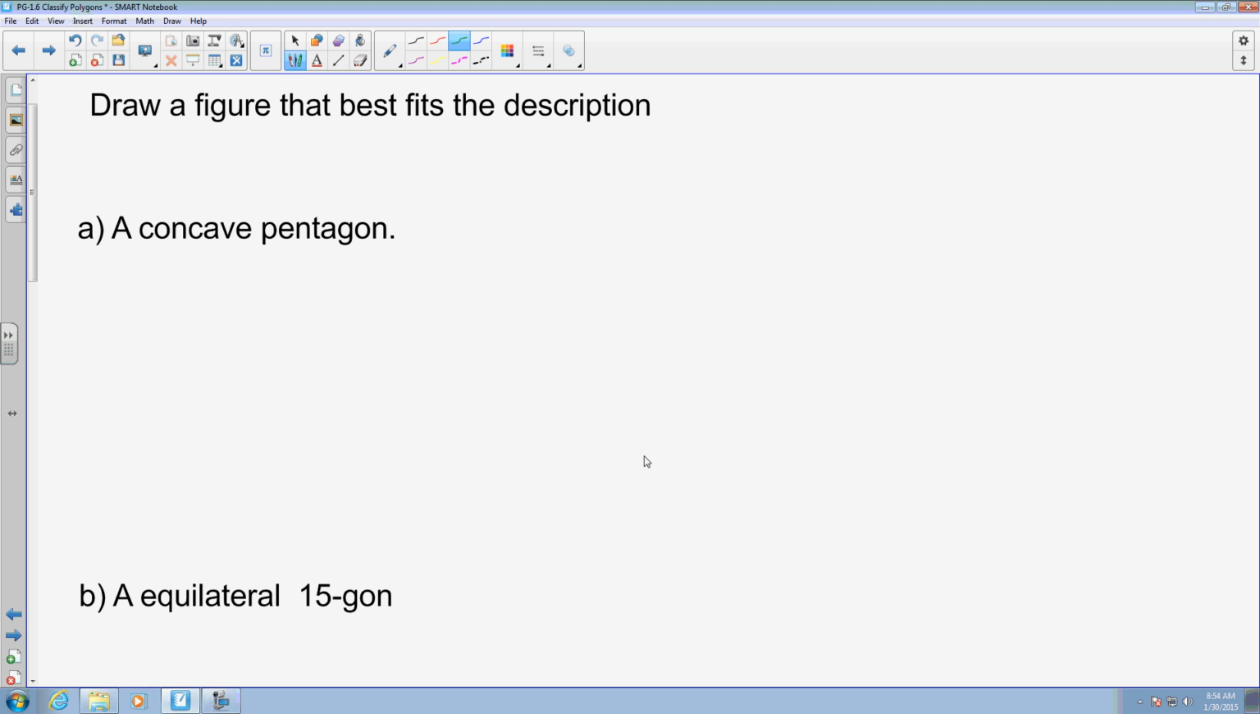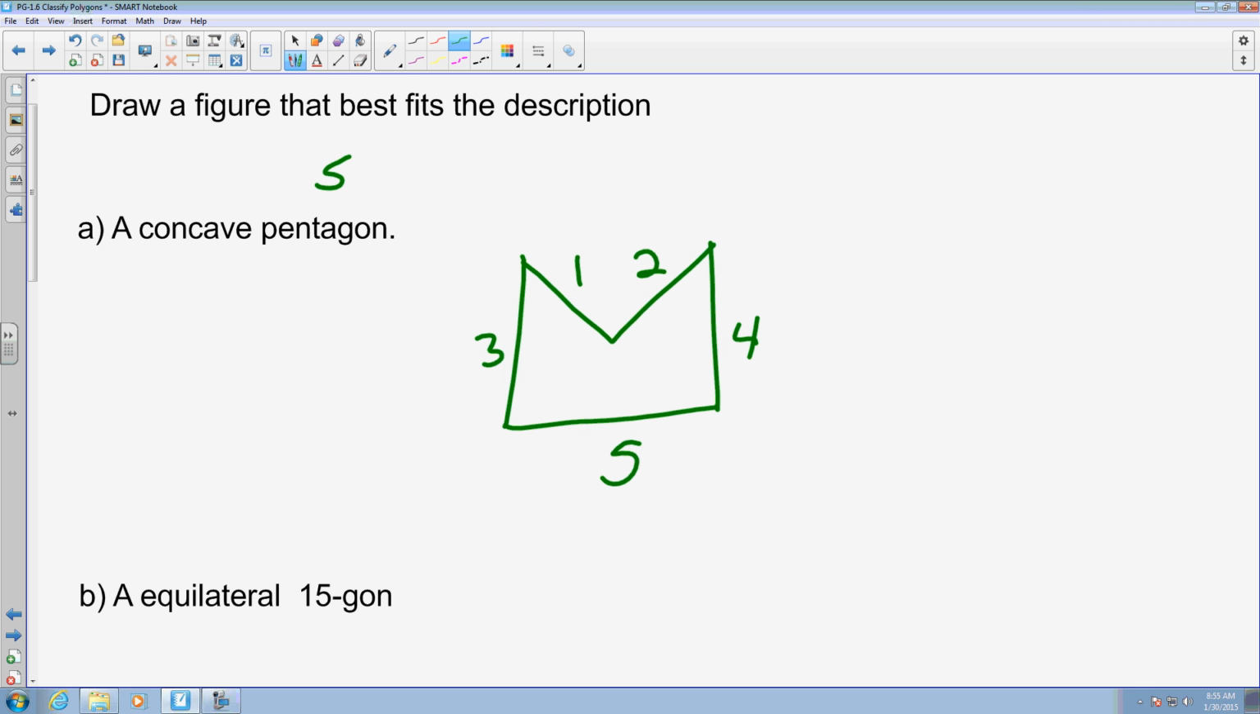The first one was a concave polygon, a pentagon. So a pentagon is a five-sided figure, and a concave is where at least one of the sides, when I do my little ruler method, is going to intersect the interior of a polygon. So let's say I draw something like this. That's 1, 2, 3, 4, and then 5. So I got my five-sided figure, and then at least one of my rulers would intersect the interior.